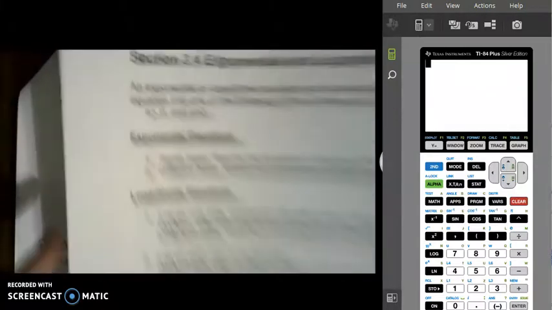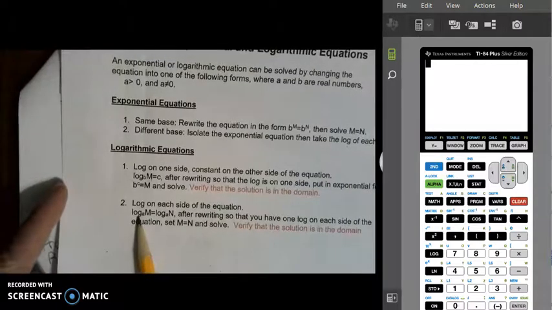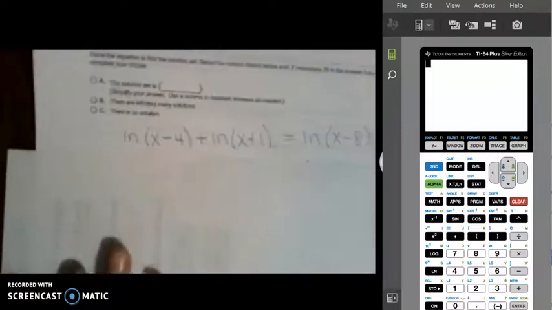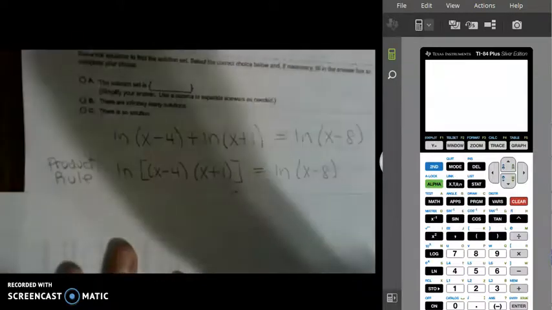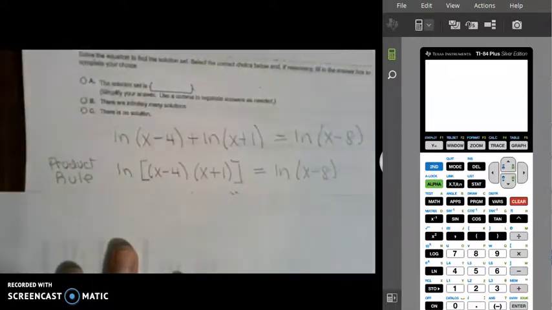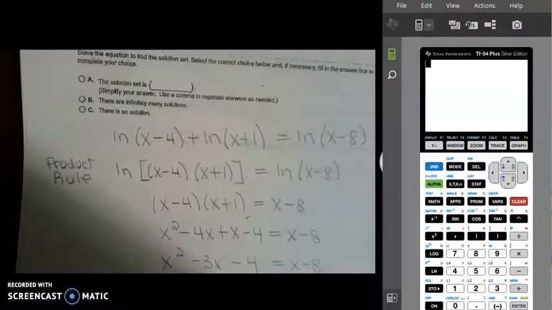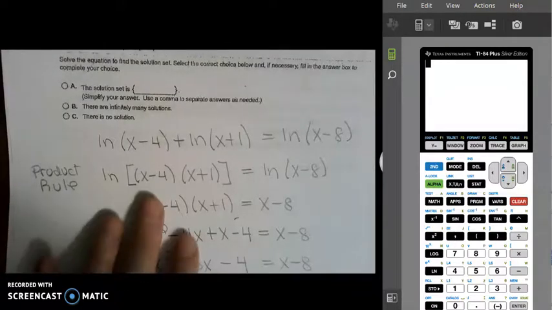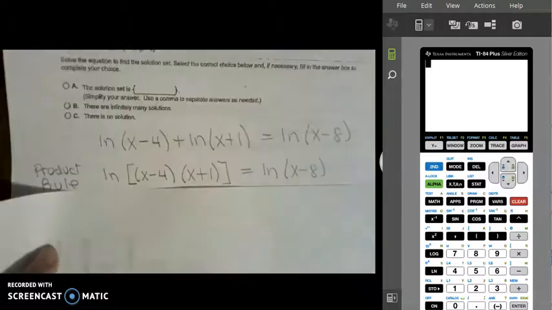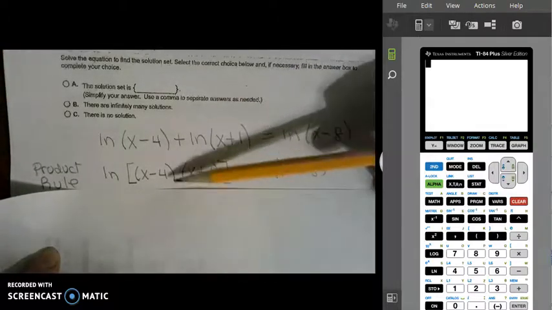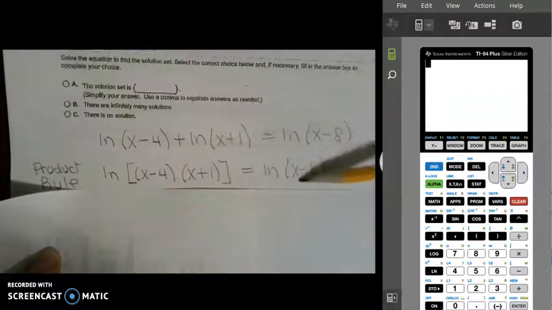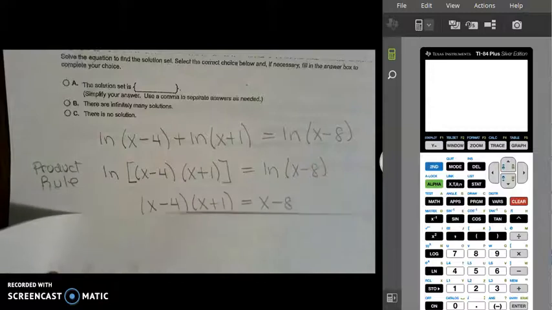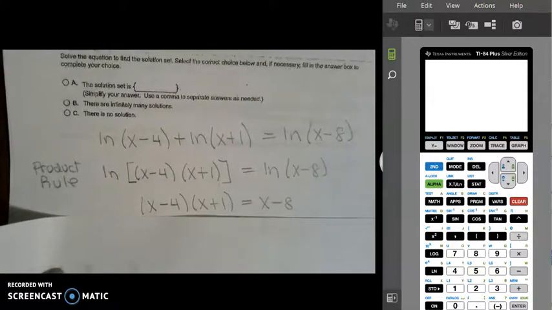Okay, so again, the first thing I'm going to do is have just a log on the left side and a log on the right-hand side. So I'm going to condense the log on the left-hand side using the product rule. Now that I have a natural log on each side, I'm going to set this equal to this. In other words, I'm just going to remove the natural log signs. And now I'm going to go ahead and solve this.